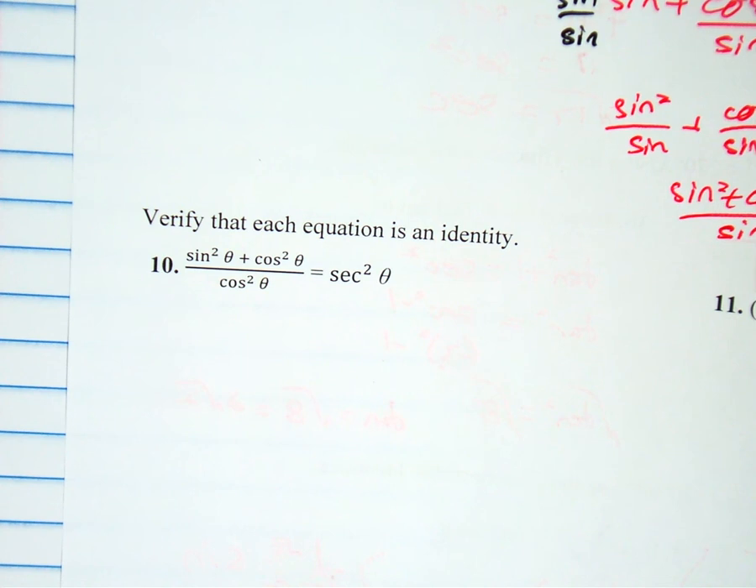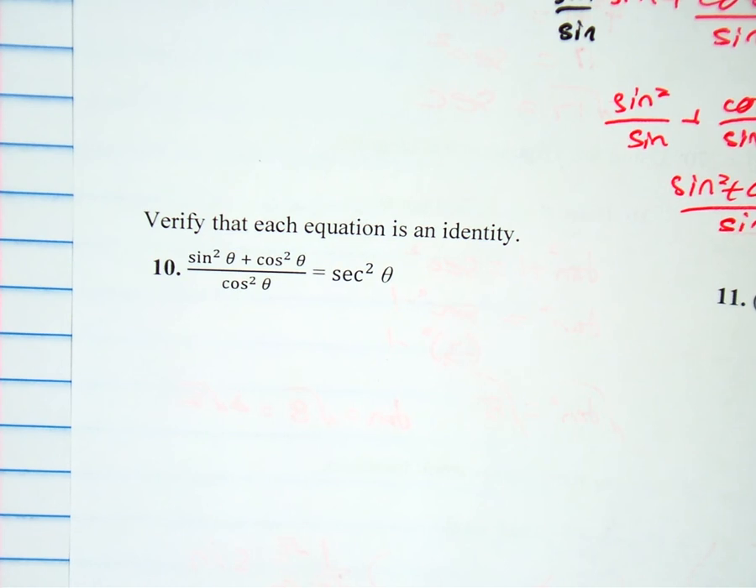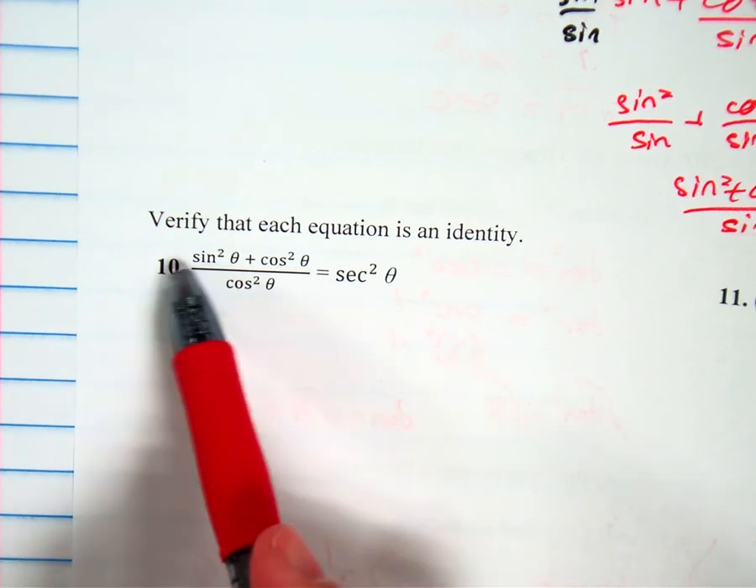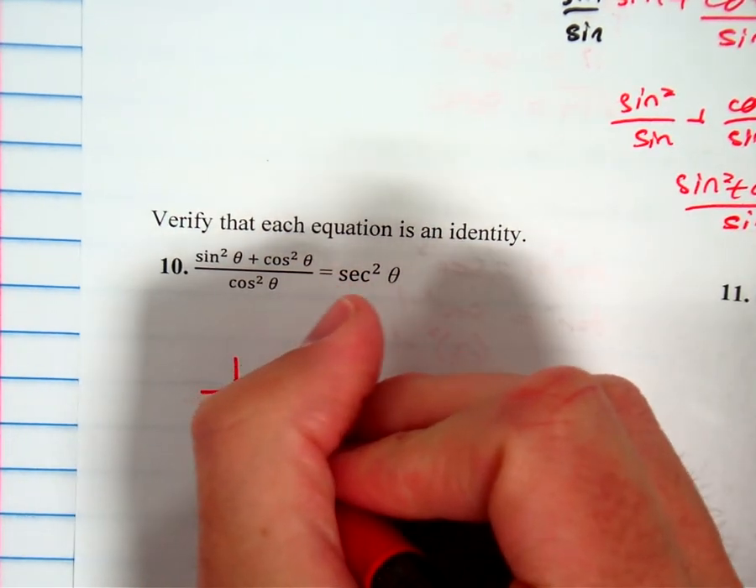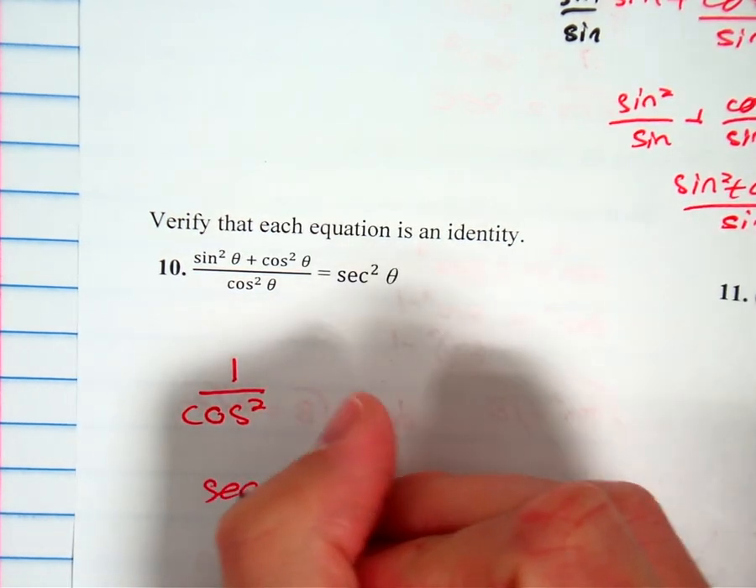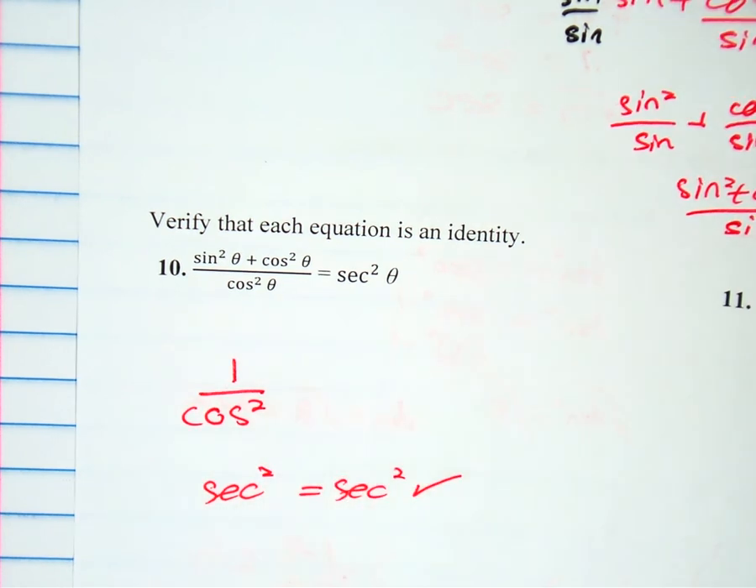Sine squared plus cosine squared over cosine squared equals secant squared. Well, this side looks the most complicated, so let's start there. Sine squared plus cosine squared, that's 1. Easy stuff. And 1 over cosine squared is secant squared. The end. Too easy.